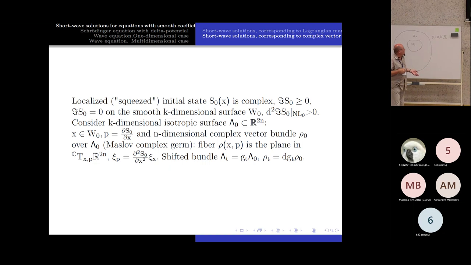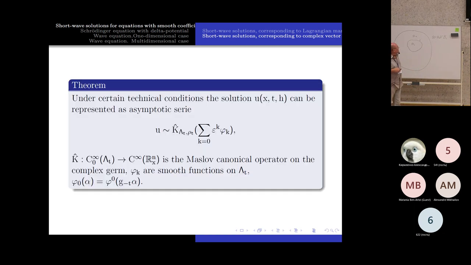And this complex vector bundle is called the Maslov complex germ. And then we have to do just the same thing as in the previous case. We have to shift this bundle along the trajectories of the corresponding classical Hamiltonian system. We have to shift the base W naught with respect to the phase flow of this Hamiltonian system, and we have to shift the fibers of this bundle with respect to the differential, of course. And the theorem, which is also due to Maslov, states that, again, under certain technical conditions on the Hamiltonian function, the solution of the corresponding Cauchy problem can be represented as an asymptotic series of this type.